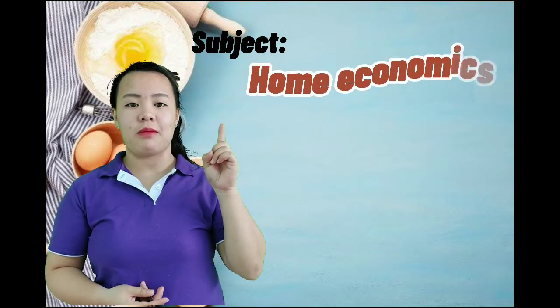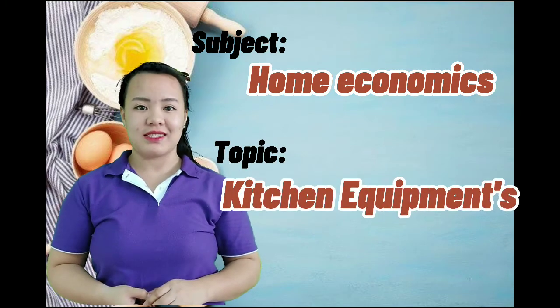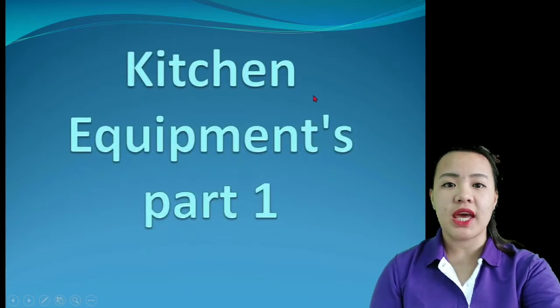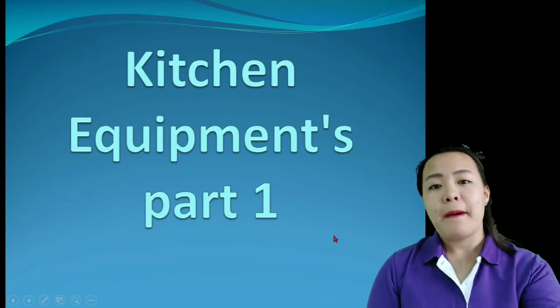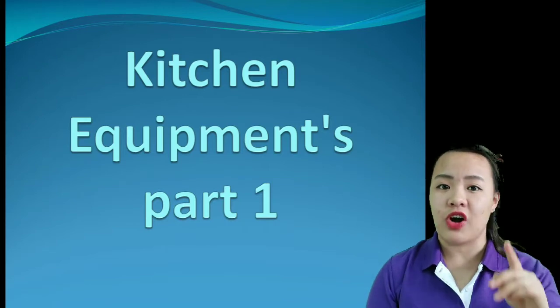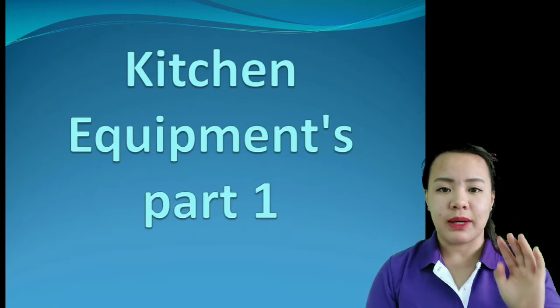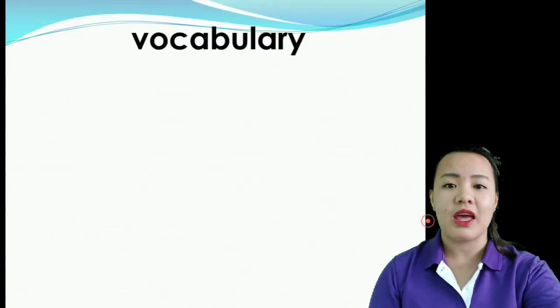So our subject will be home economics and our topic will be kitchen equipments for grade 6. Okay, so we're going to start our lesson. Let's go. So let's start with our topic for today about kitchen equipments part 1. There will be 5 parts for this topic because it is very long, so we will discuss them little by little. Okay, so let's start by reading our vocabulary.